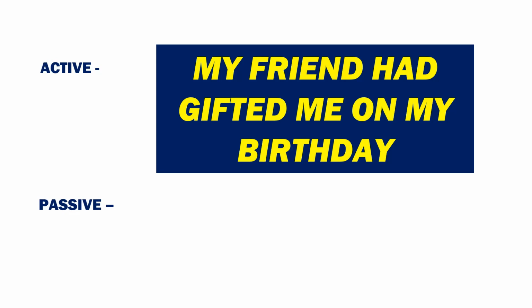Main verb के बाद क्या आ रहा है? Me on my birthday. Me on my birthday is coming after the main verb so that becomes your object. ठीक है? Okay. First statement is clear. अब देखो, नाउ प्लीज नोट डाउन.